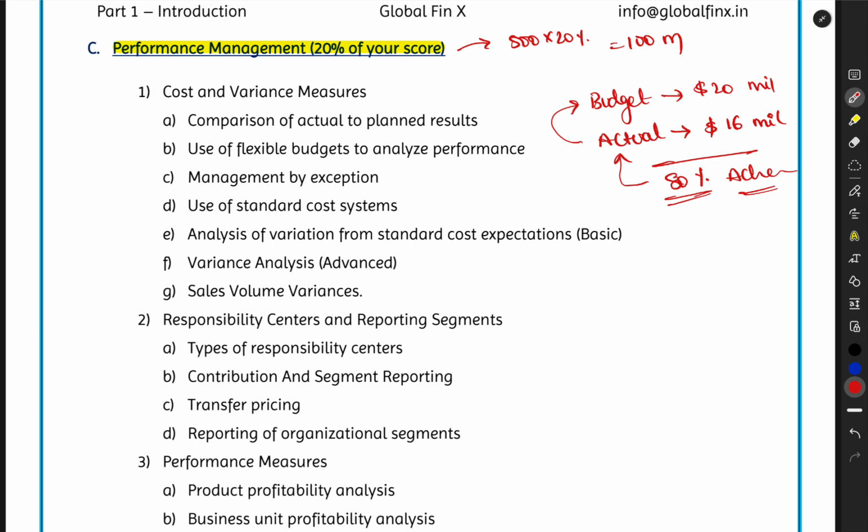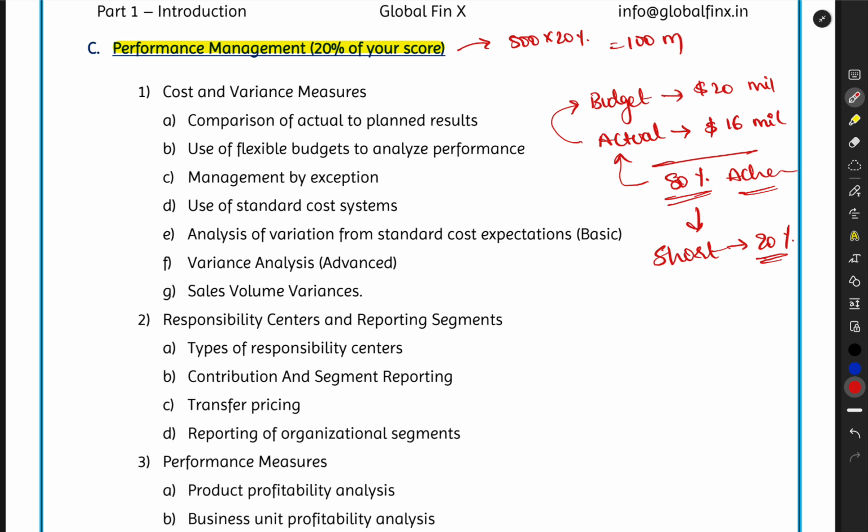By measuring this, what are we going to do, sir? We know that we are short by 20%. We are supposed to get 20 million, we got only 16. That means we are short by 4 million. So we need a 20% improvement in the profits. How do we achieve that?